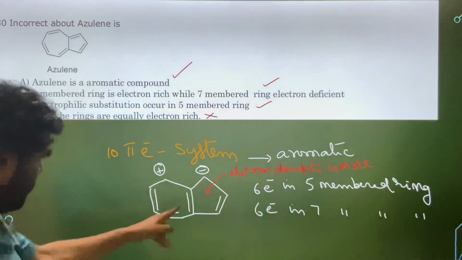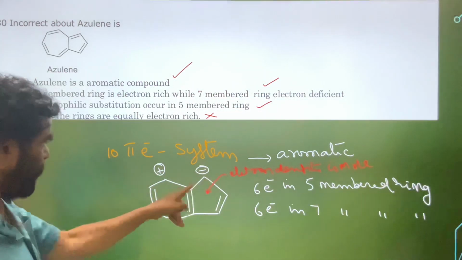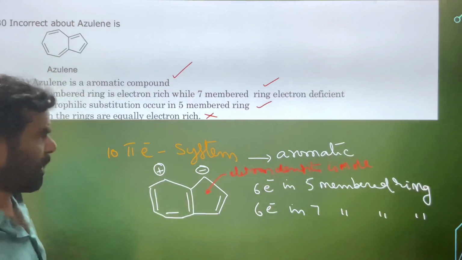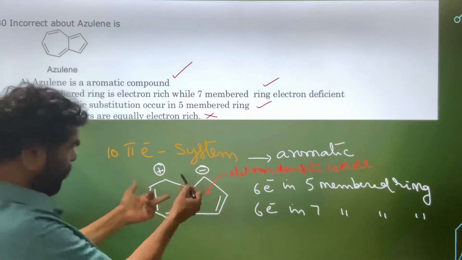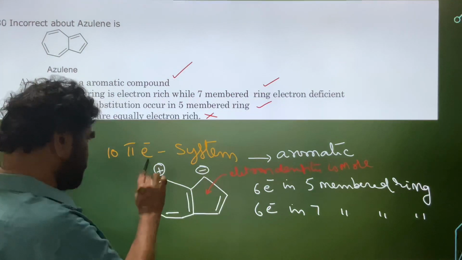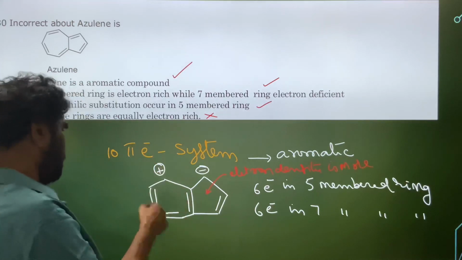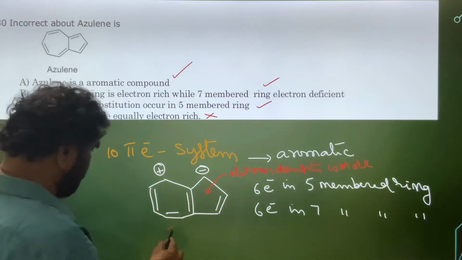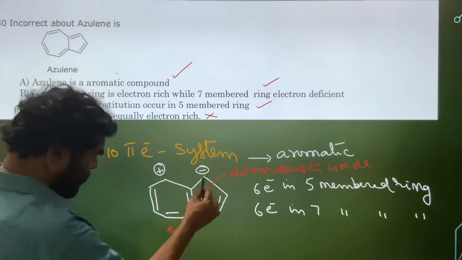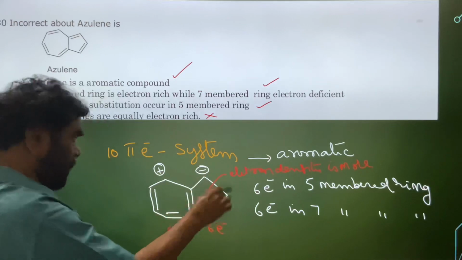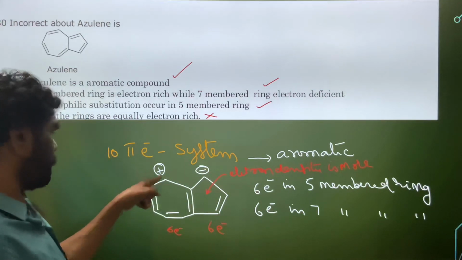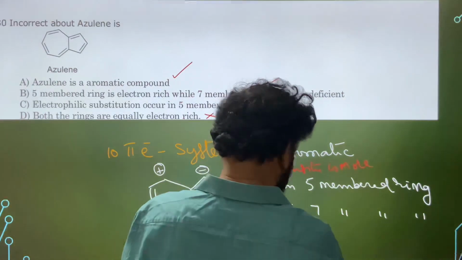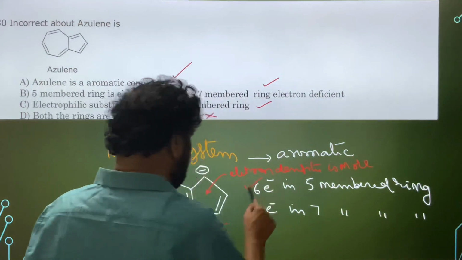There are 2 rings. Actually, this is the dipolar structure of azulene. It has a dipole moment. I told in the class, this is a cyclopentadienyl part, and this is the tropylium cation, the cycloheptatrienyl cation. 6 pi electrons in the 7-member ring and 6 pi electrons in the 5-member ring. Here electron density is more, here electron density is less. Here electron density is more.